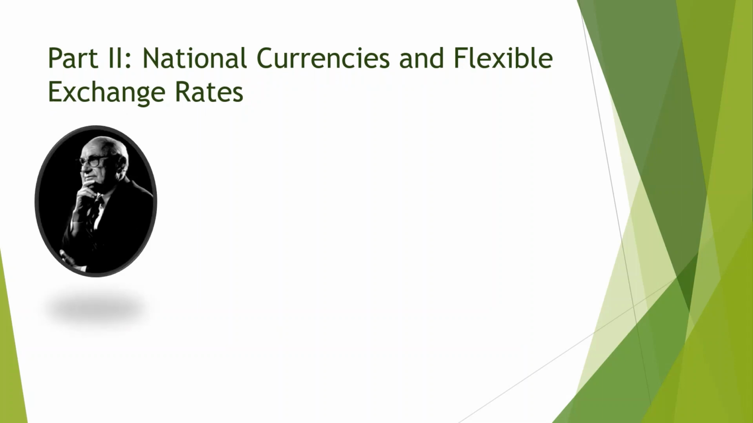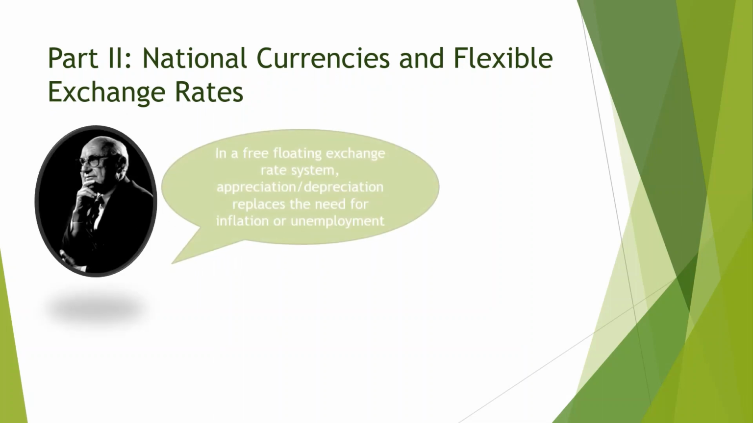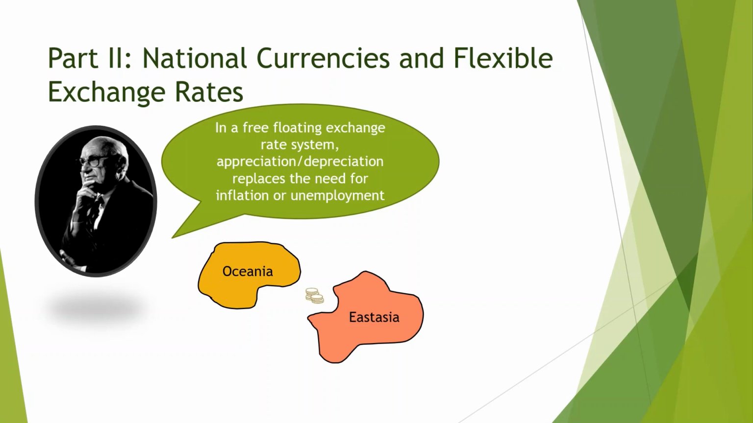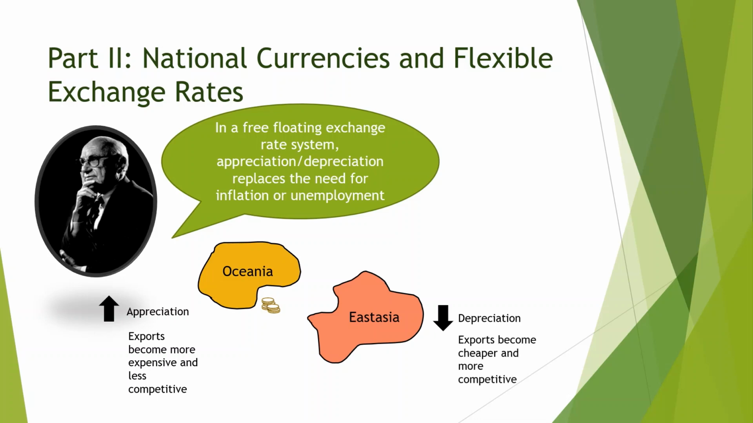We thus come to the arguments of Mundell's contemporaries, such as Milton Friedman, who say that, in a floating exchange rate system, appreciation or depreciation of a currency can replace the need for inflation or unemployment in order to rectify trade imbalances. In our earlier example of Oceania and East Asia, the flow of money will result in an appreciation of Oceania's exchange rate, making exports less competitive with respect to East Asia. On the flip side, in East Asia, we would see a depreciation relative to Oceania. Exports would become cheaper relative to Oceania and demand would increase. The trade balance would be restored.